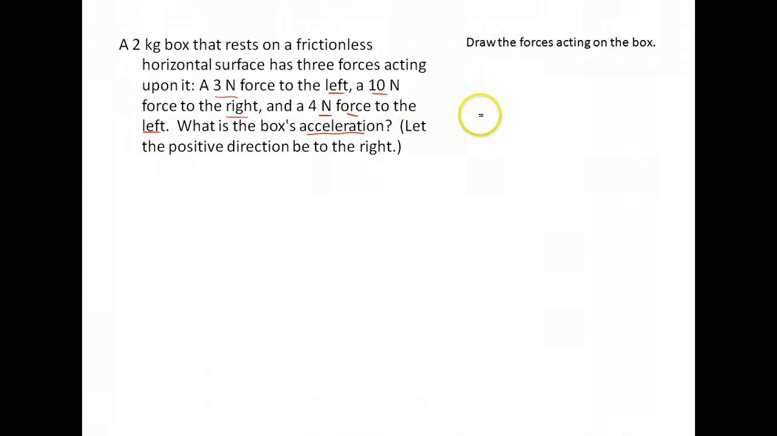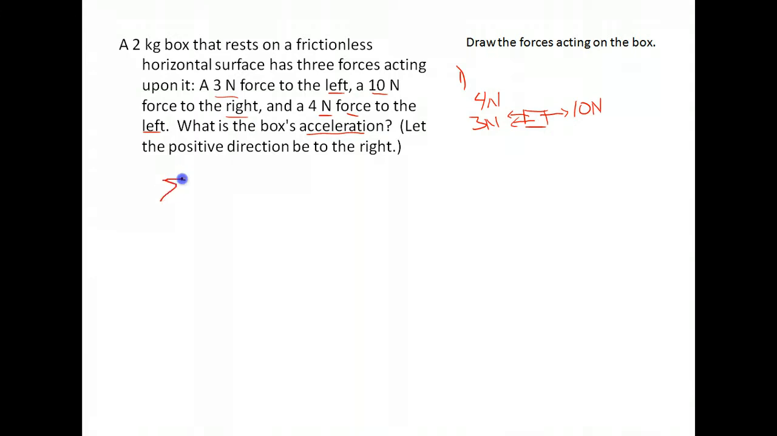Okay. Now, the very first thing when you get these things is draw your free body diagram. So we have a 3 Newton force to the left, a 10 Newton force to the right, and a 4 Newton force to the left. So let's do that here. Alright, now we've got to set up a formula for these things here.